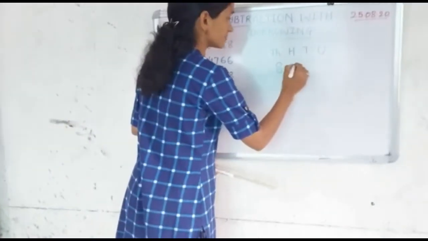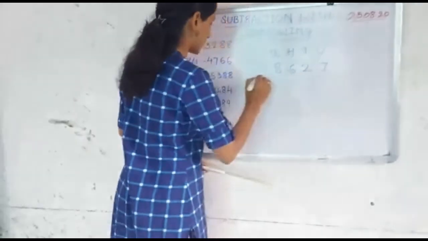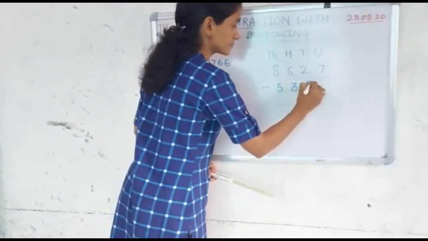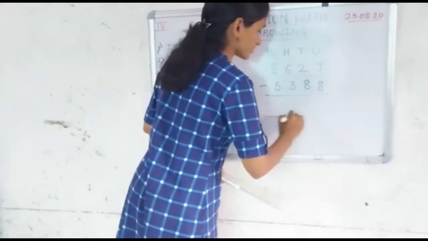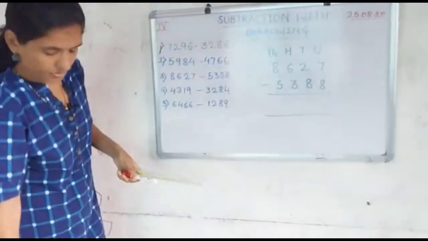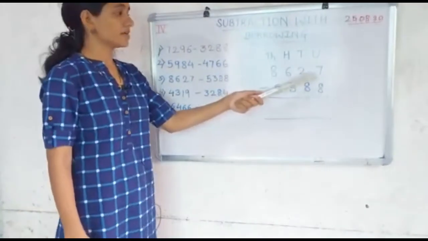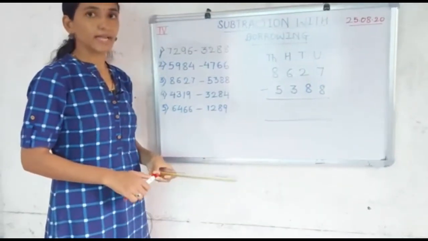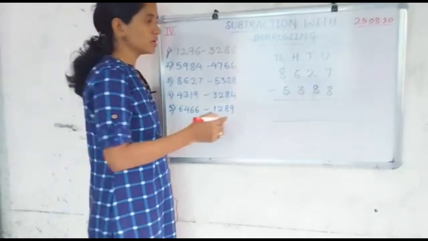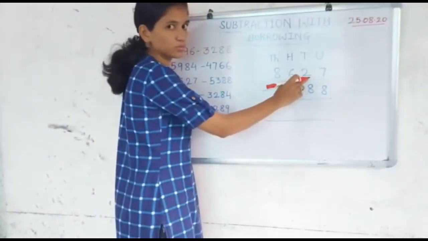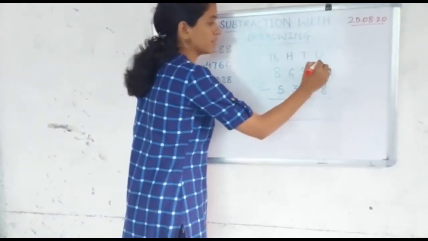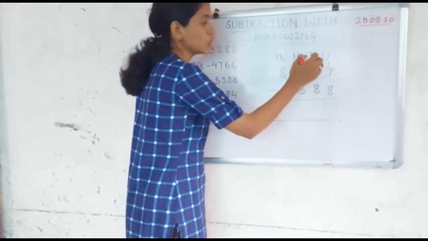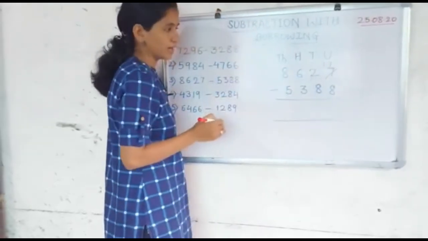8,627 minus 5,388. Now here 7 is smaller than 8 and 8 is bigger than 7. So you cannot subtract 8 from 7. So what will you do? You will borrow one number from 2. So 7 will become 17. Because 2 has given one number to 7, 2 will reduce to 1.